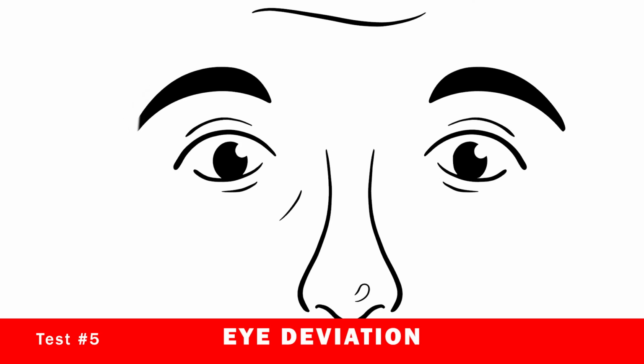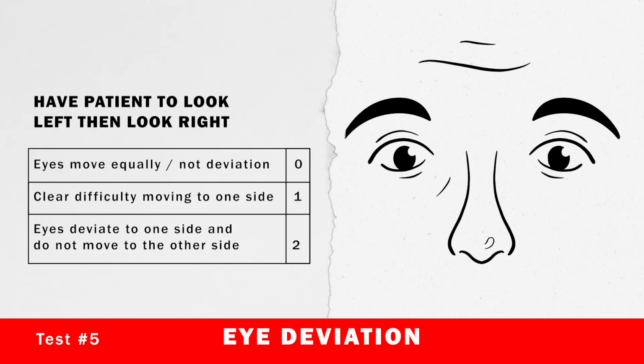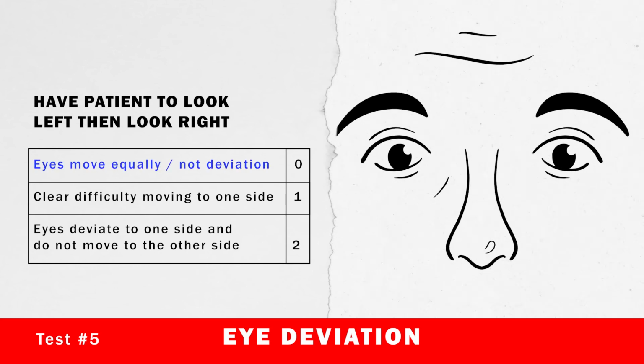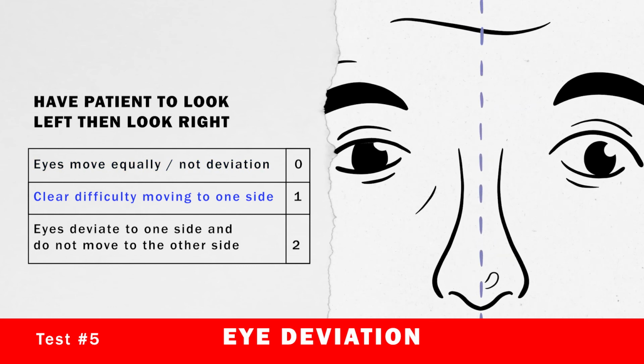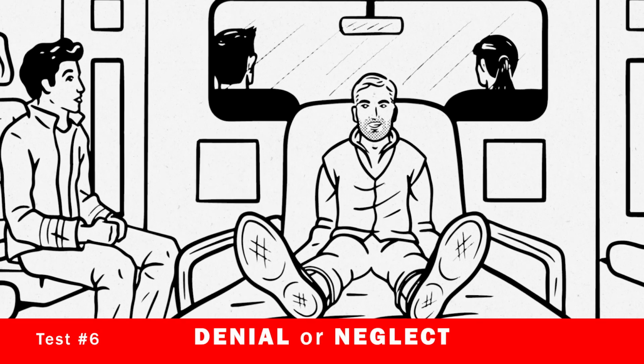Next, we need to check for eye deviation. Have the patient look left, then look right, and watch both eyes closely. If there is no deviation and the eyes move equally to both sides, no points will be added. If the patient has a clear difficulty when looking to one side, we will add 1 point. If the eyes are deviated to one side and do not move to the other side, we will add 2 points.